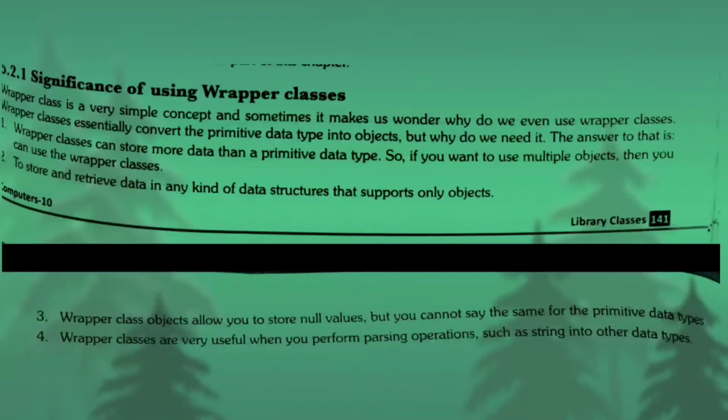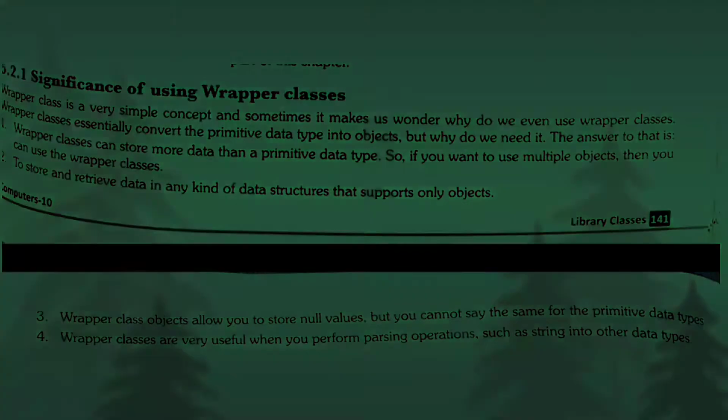Next we have the significance of using wrapper classes. As I already told you, in Java, a wrapper class is mainly used to convert primitive data types into reference type or into objects. So this is the main reason we use wrapper classes in Java.